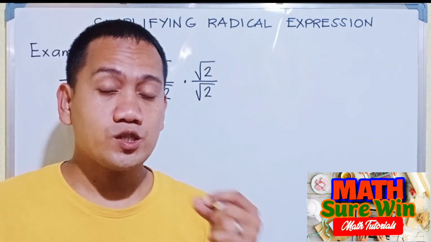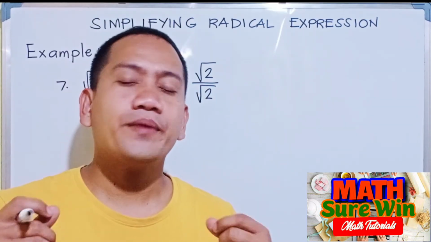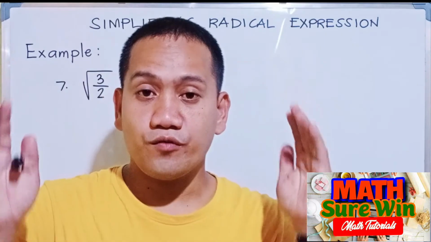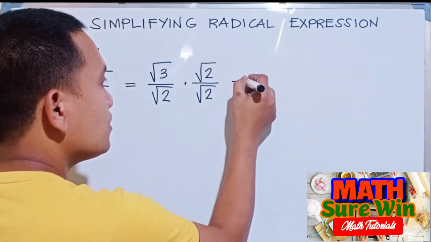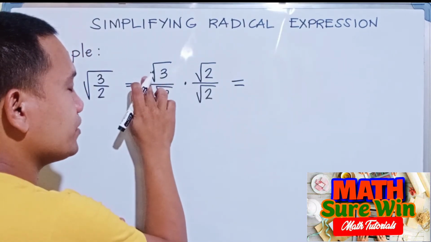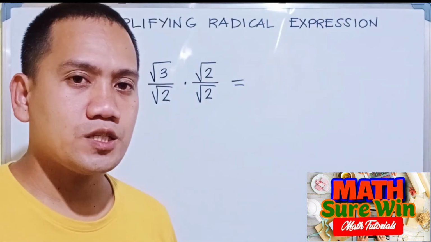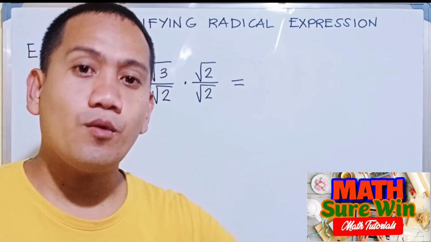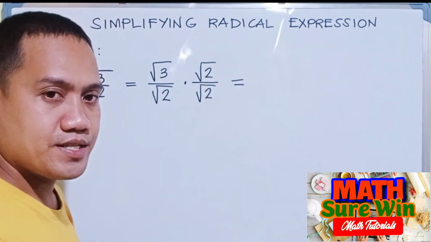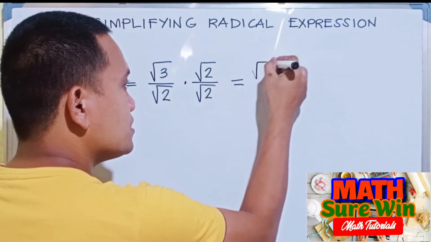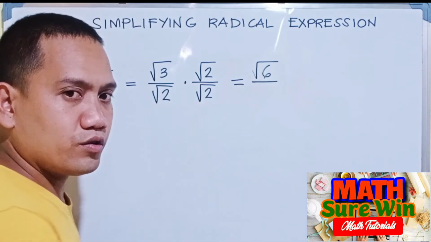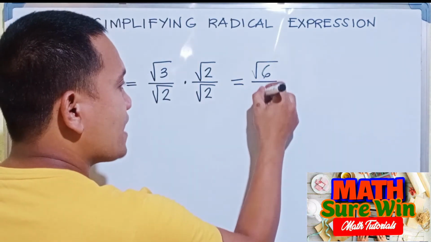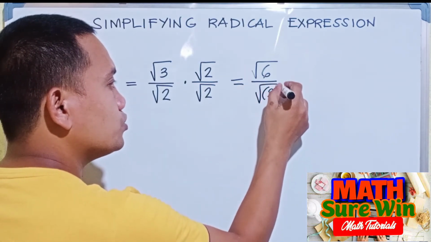Remember, square root of 2 over square root of 2 is equal to 1, applying the concept that if we multiply a number by 1, the result will still be the same number. So for us to simplify this, all we need to do now is to multiply numerator times numerator. That would be square root of 3 times square root of 2. Again, in multiplying radicals, we just simply multiply the radicands if and only if the index is the same. We have the same index, which is 2. So that is 3 times 2, that would be 6. While square root of 2 times square root of 2 is equal to square root of 4, and it would be the same as 2 squared in exponential form.